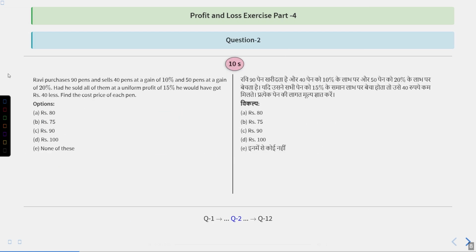Next one. Ravi purchases 90 pens and sells 40 pens at a gain of 10% and 50 pens at a gain of 20%. Had he sold all the pens at a uniform profit of 15%, he would have got 40 rupees less. Find the cost price of each pen. You have 5 options and 10 seconds to analyze the question. Your time starts now.